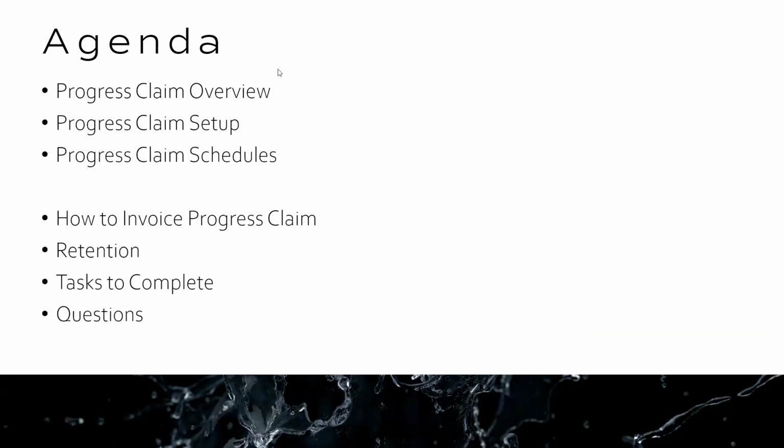Okay, so the agenda for today, we're going to go through the process of effectively setting up claims. We'll start with an overview of the claim process. We'll then go through and show you how to set up the claims and how to set up schedules. After that, we'll jump into the monthly process of how we raise a progress claim each month. What does that look like? We'll talk about retention and dealing with retention in progress claims and how that can be managed. And then finally, we'll do our normal things at the end. We'll have a quick look at some tasks to complete in your Monday.com board, and then we'll have any questions.